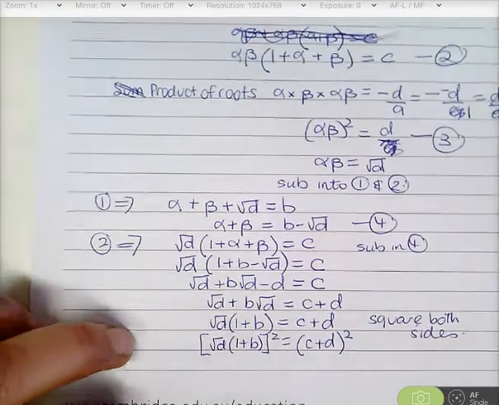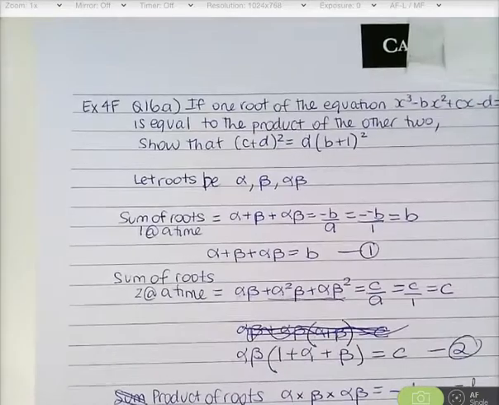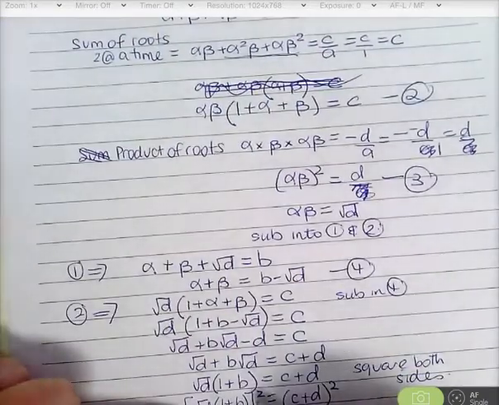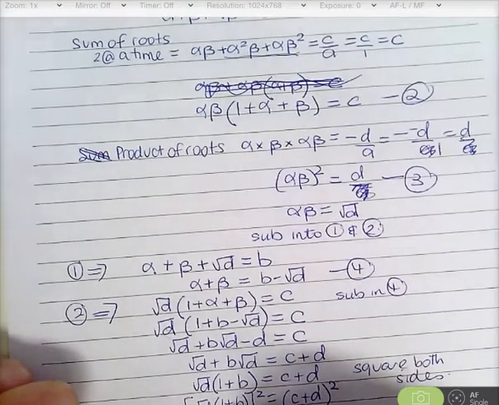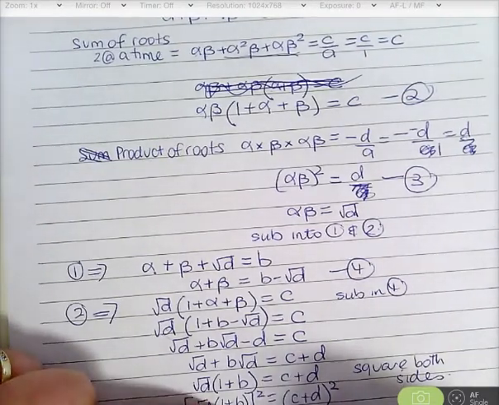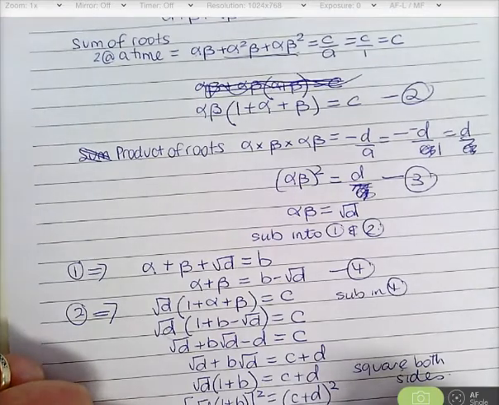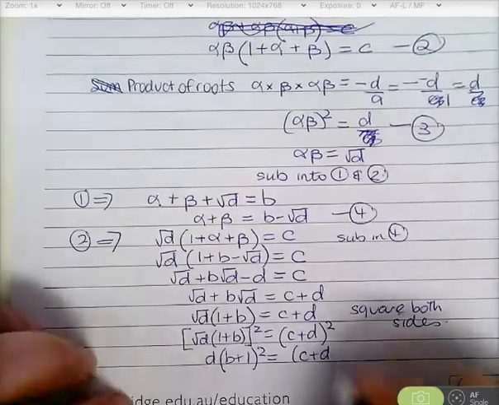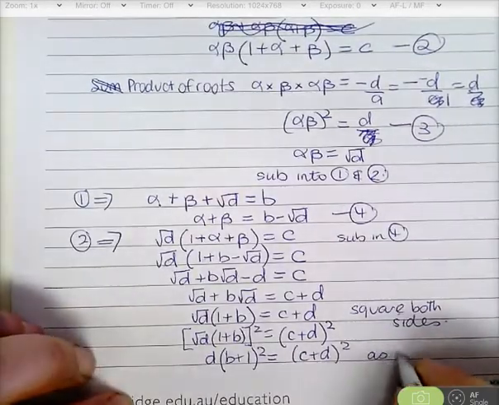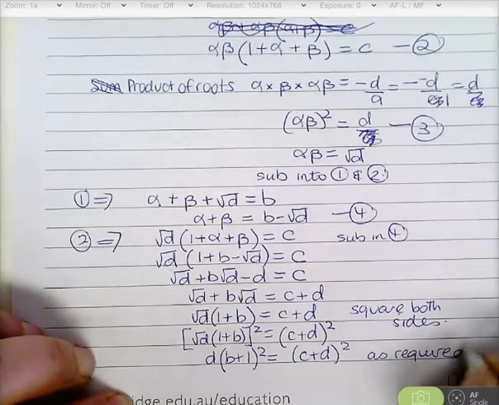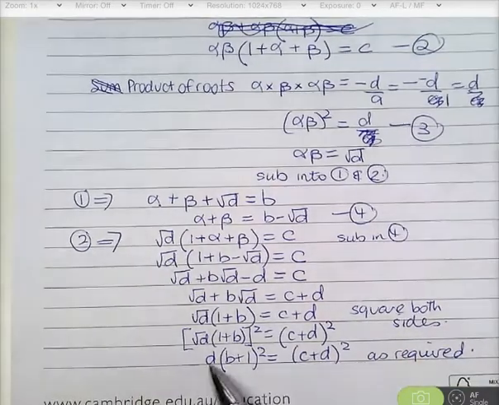Now we're almost where we want to be up here. Okay, we're just about there actually. So square root of d squared is d bracket b plus 1, I'm just swapping the order of that, squared, is equal to c plus d squared, and that is the result that we wanted to prove, so therefore that equals that as required. Okay.